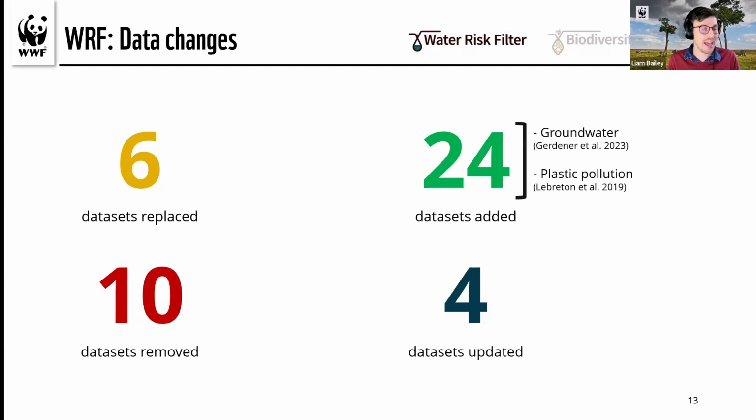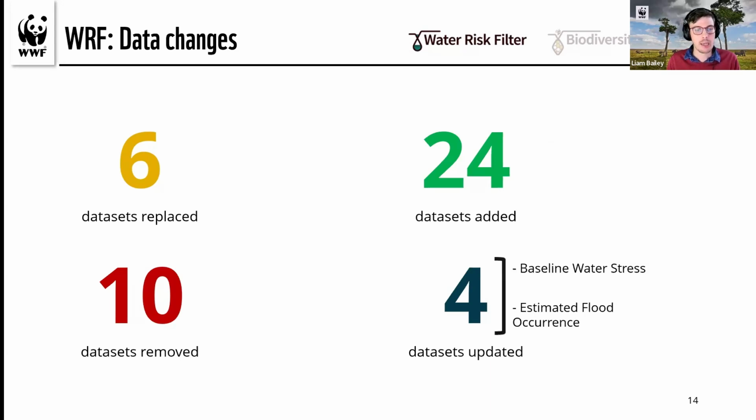In terms of data sets that we've added, as you see here, there's 24 new data sets that have been included, but I think two that are quite valuable and that have been brought up by user feedback are the inclusion of groundwater and plastic pollution, which we commonly get questions about in the past. And we've made updates to some of the data, including changes to baseline water stress, which now aligns with the World Resources Institute Aqueduct 4.0 release. And we've also updated data on estimated flood occurrence.